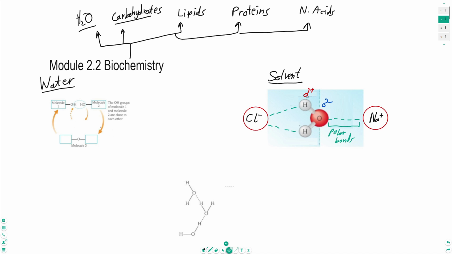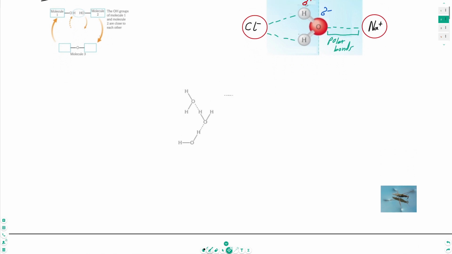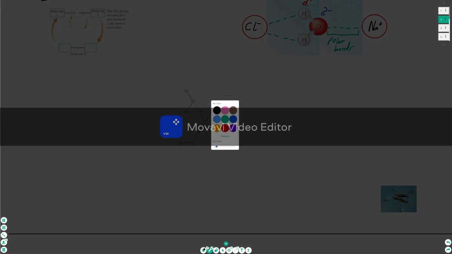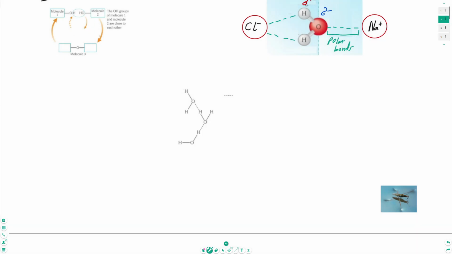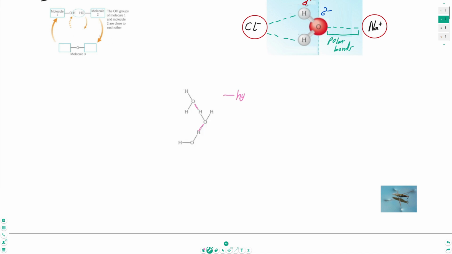But water is not just a very good solvent. As you can see here, water can form polar bonds with itself. So here we have 1, 2, 3 water molecules, and these dashed lines are occurring between this electronegative oxygen or delta minus oxygen and this delta plus hydrogen. This is another special type of polar bond, and this is called a hydrogen bond.